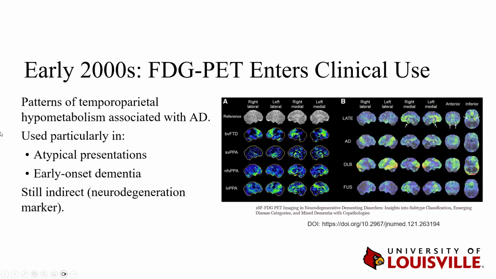In the early 2000s, we had FDG PET enter clinical use, and this was another great tool for us. This image is particularly important, especially for those of us who just took the RAT exam. Sometimes they'll just show us an FDG PET and ask, hey, what do we think is going on in terms of disease? Particularly with AD, it's going to show this classic temporoparietal hypometabolism, as you can see here.